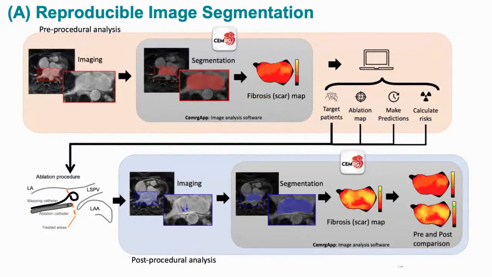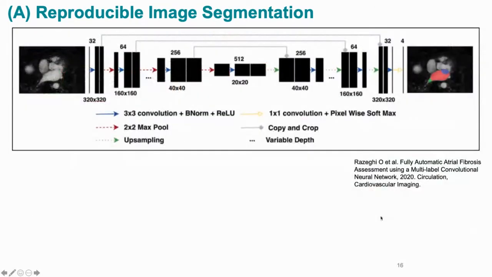And what we can do with this software is some pre-procedural analysis, which we can use to target patients, maybe say how to ablate them, perhaps make some predictions, and then also post-procedural analysis, so looking for gaps in ablation lesion sets on second imaging scans. So it just gives you an idea of what we can do with the software.